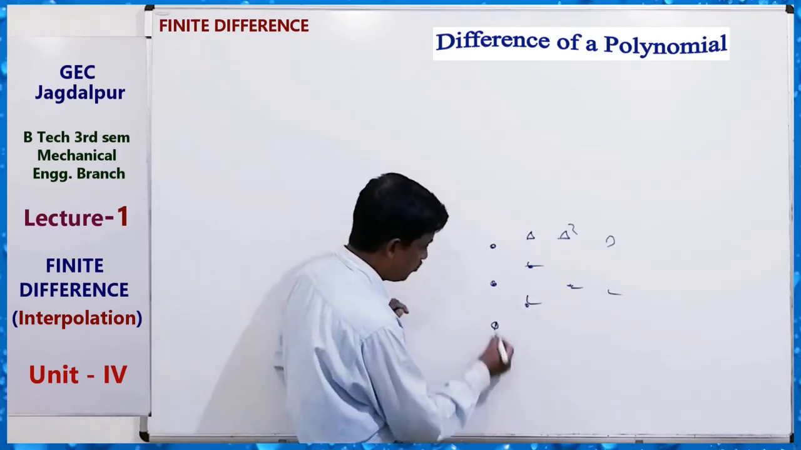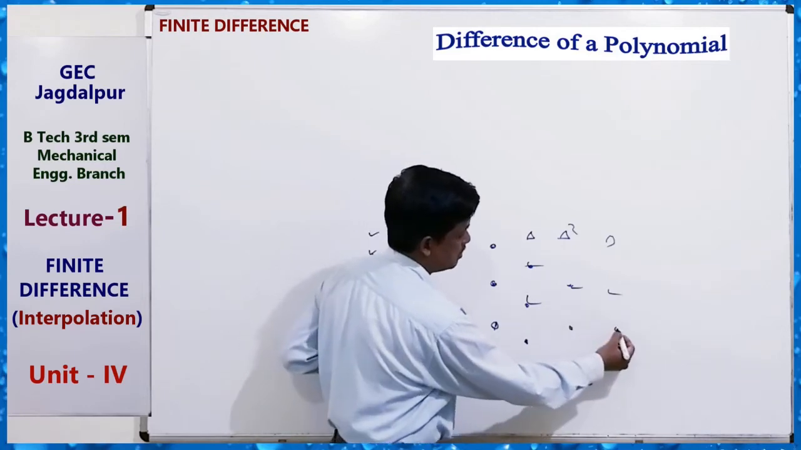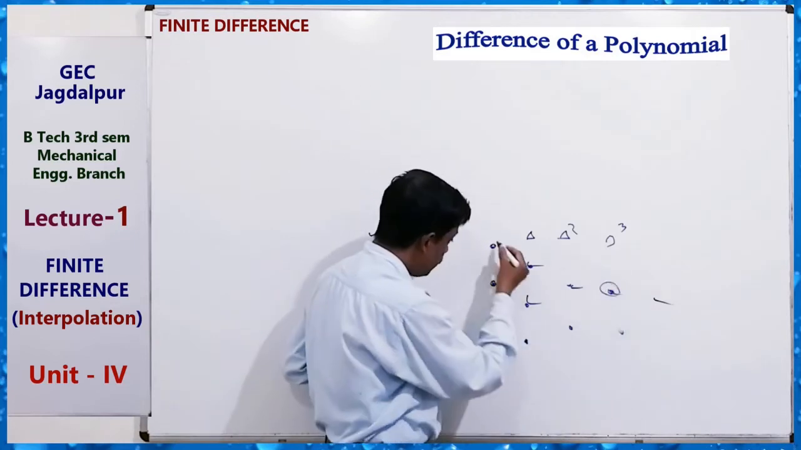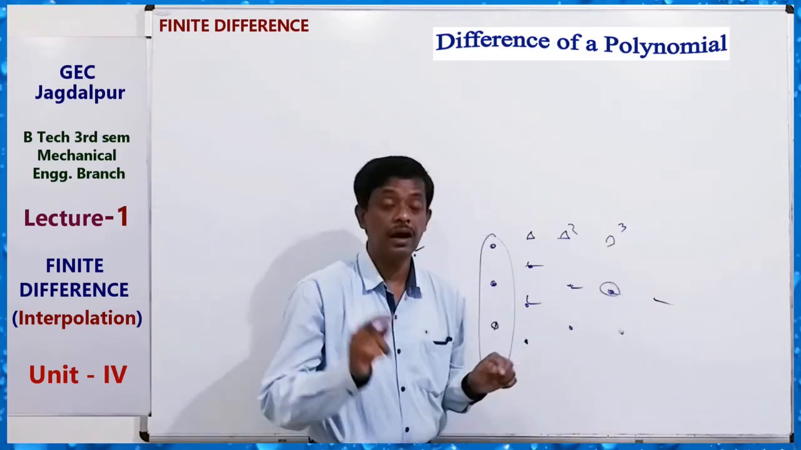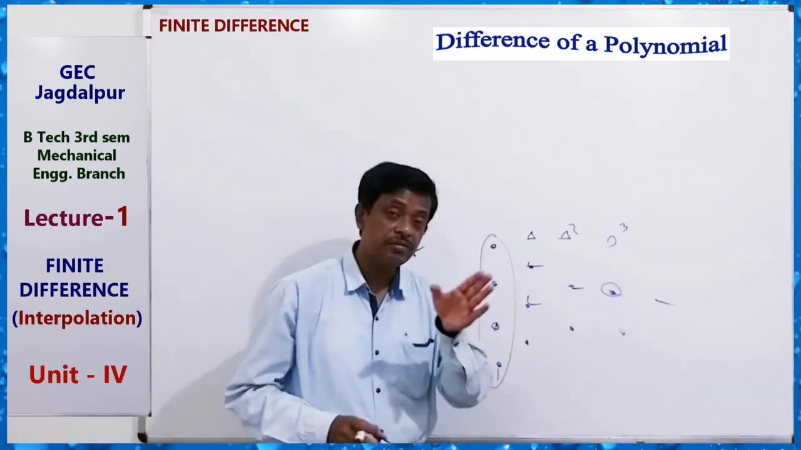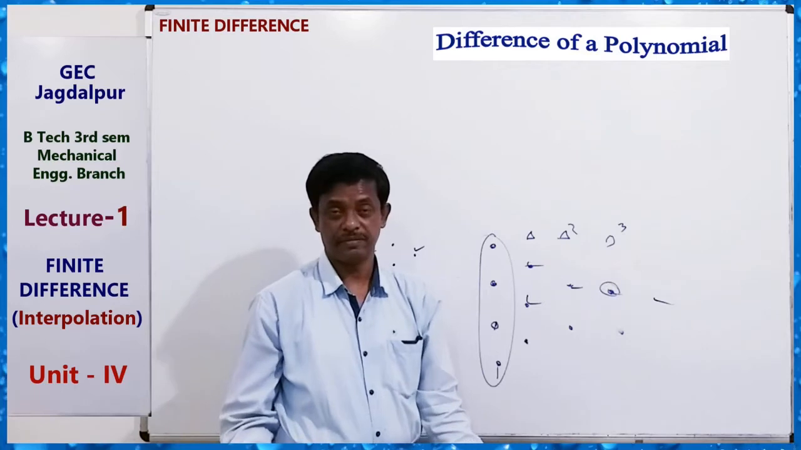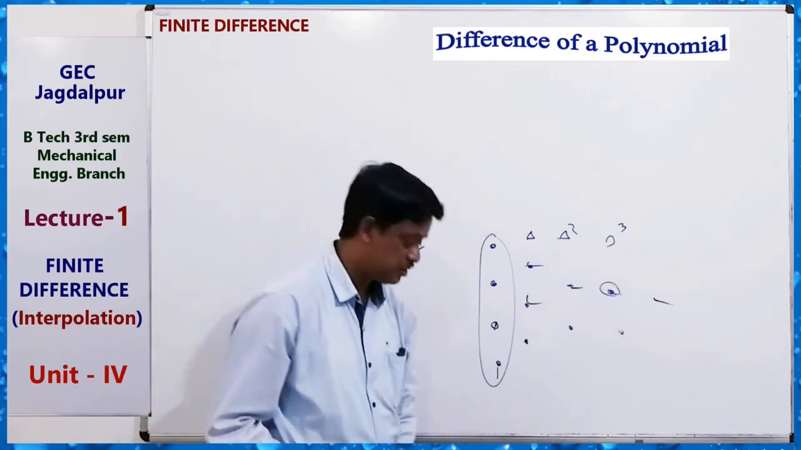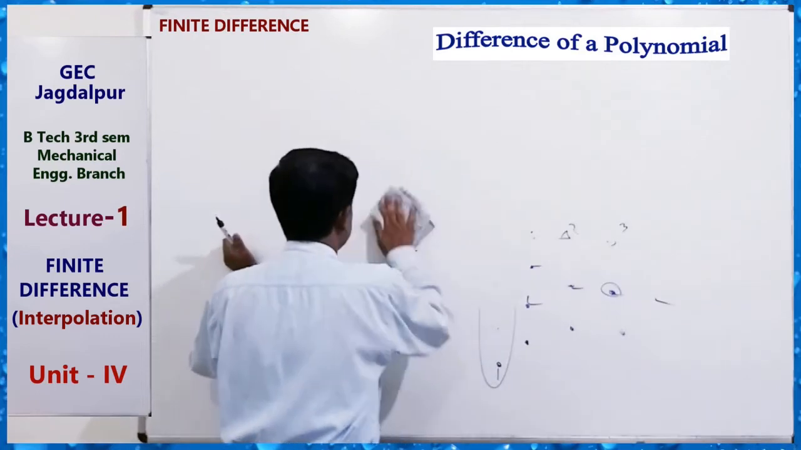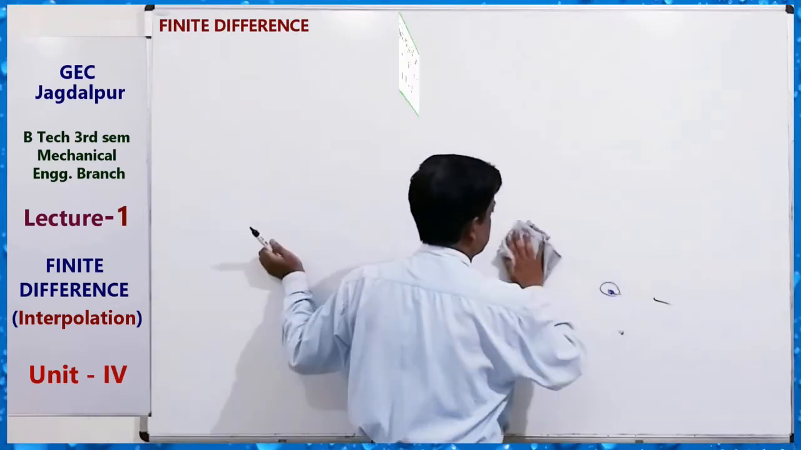If we are given 4 entries, then this is the first difference, this the second difference, this the third difference, and the fourth are 0. So if we are given 4 entries, then we can approximate the function as a third degree polynomial, constant. Clear? So, by taking this concept, just solve a question.